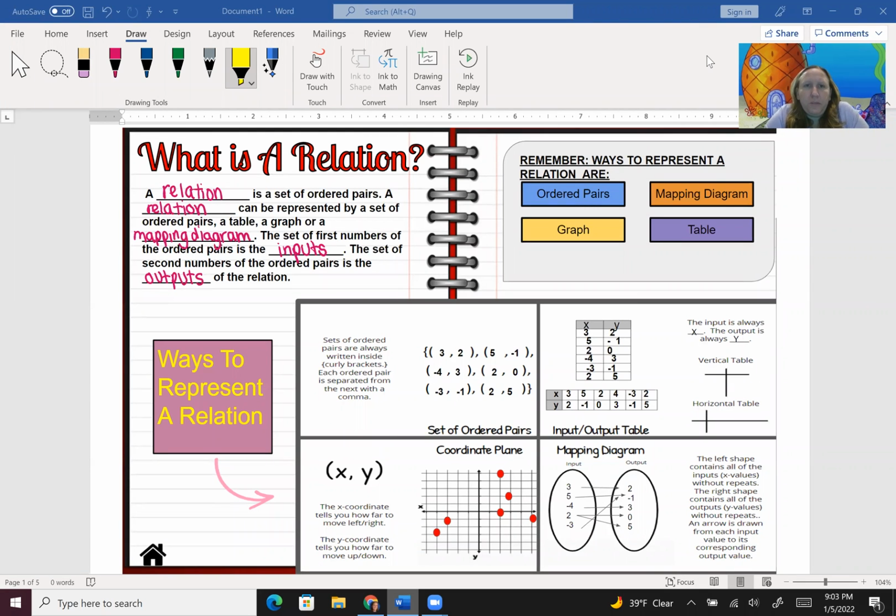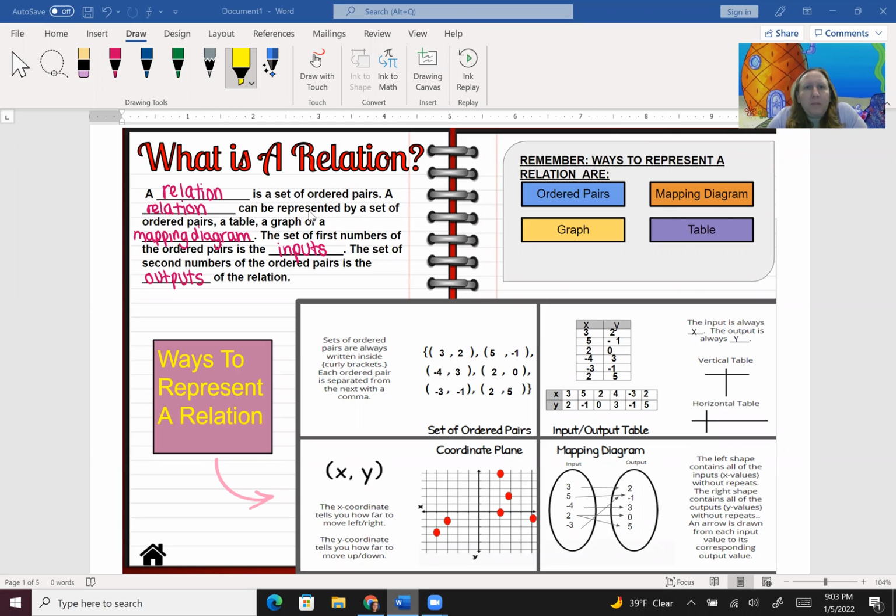I'm going to do a brief overview of what a relation and a function is. And this is in your packet, so please write down anything that I have on here. It's not a lot. So first off, what is a relation? A relation is just a set of ordered pairs, okay?